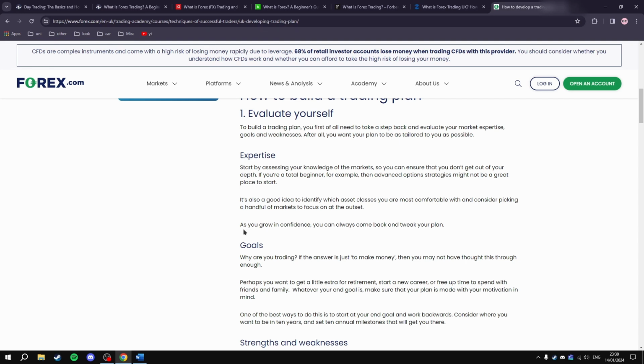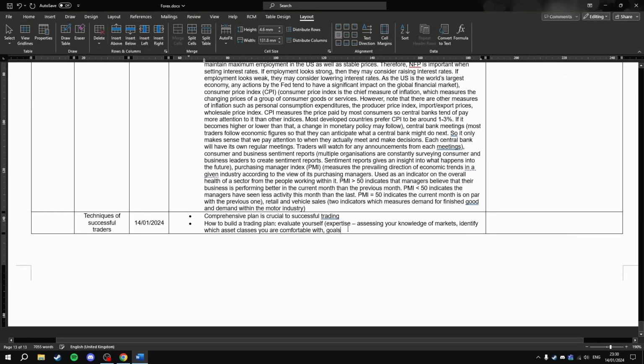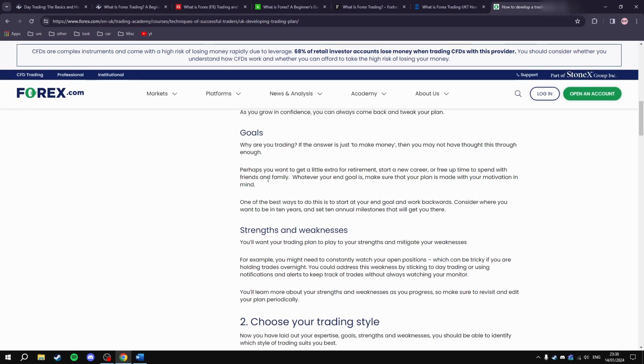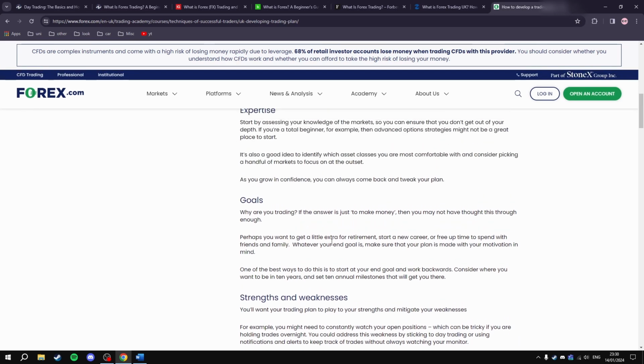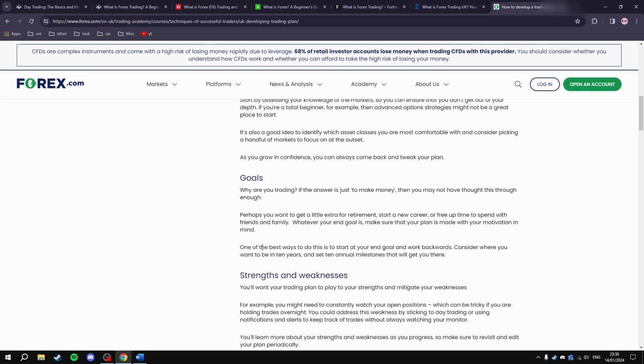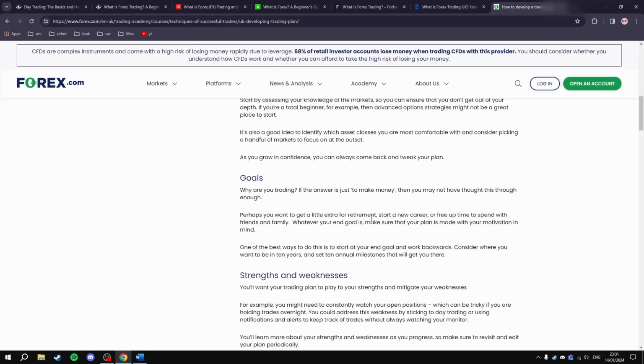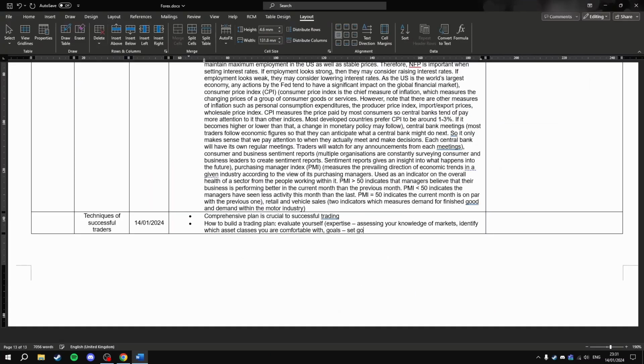Goals. Why are you trading? If the answer is just to make money, then you may not have thought this through enough. Perhaps you want to get a little extra for retirement, start a new career, or free up time to spend with friends and family. Whatever your end goal is, make sure that your plan is made with your motivation in mind. One of the best ways to do this is to start with your end goal and work backwards. Consider where you want to be in 10 years and set 10 annual milestones that will get you there. Set goals, I guess.